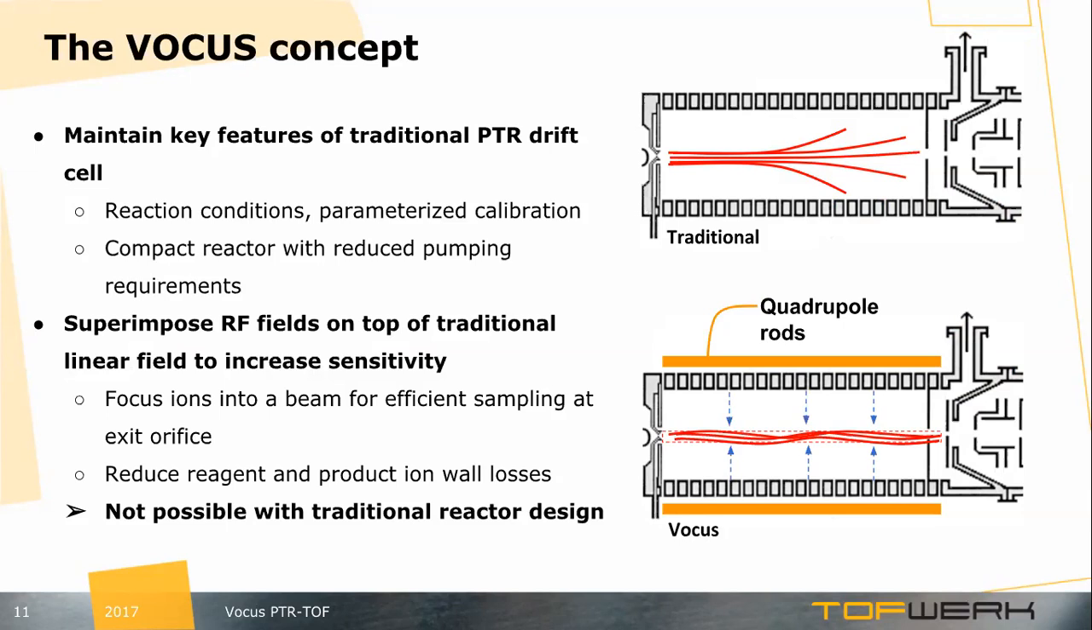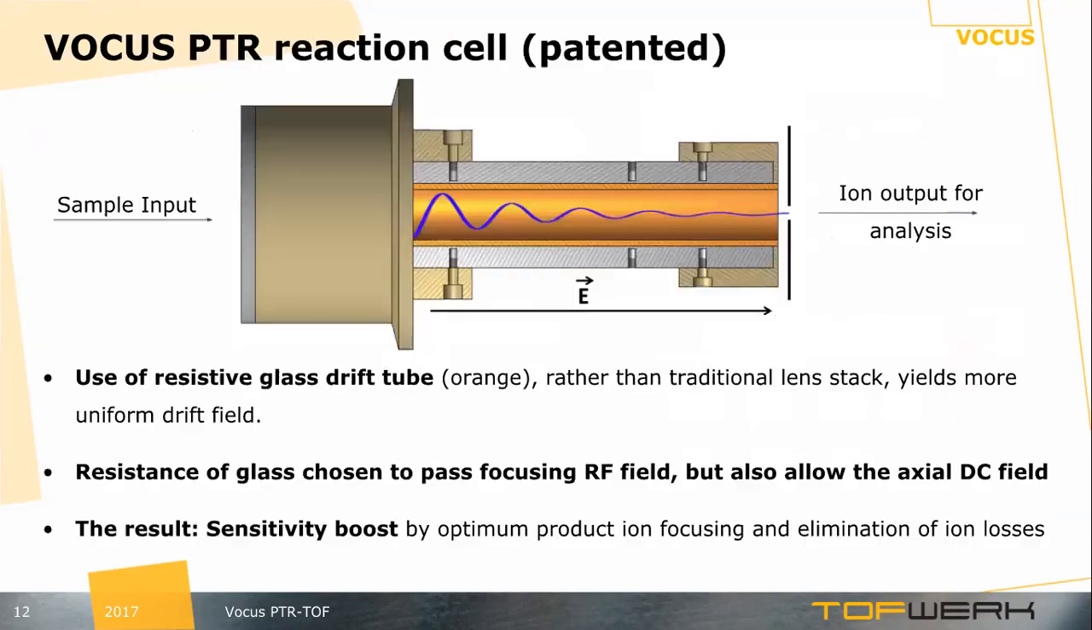And this is because the quadrupolar field will not penetrate metal rings. So metal is a really good shield. And so if you try to pass a quadrupole field through a stacked ring electrode, like is in a regular PTR drift cell, then the RF just doesn't go in, and so the effect doesn't work. So it's not possible with a conventional reactor design, and so that's where we started to think a little bit harder about how we could actually make this work.